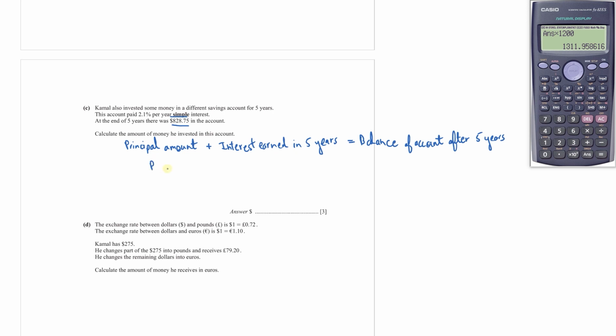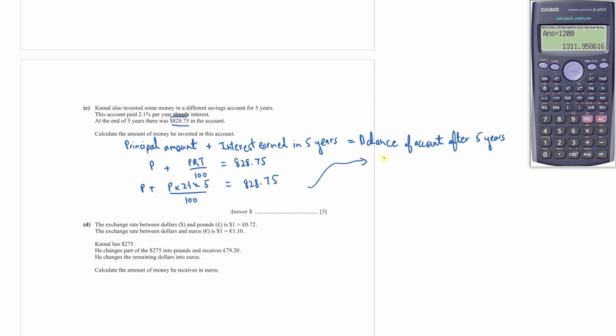So let's call that P, plus interest earned in 5 years will be PRT over 100. This is the formula for simple interest. And then the balance after 5 years is given as 828.75. Now we can substitute the values. P is unknown, so this will be P plus P into rate 2.1%, and the time is 5 years, over 100 equals 828.75.